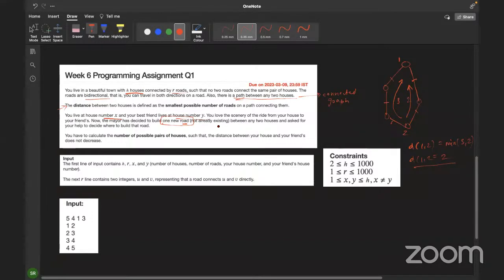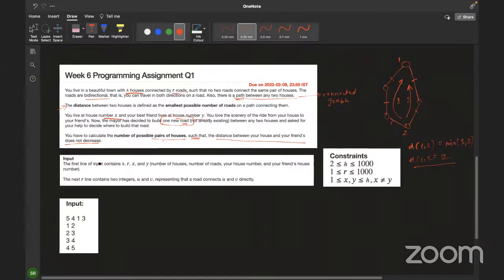Right? You have to assign one new road in your town such that the distance between your house and your friend's does not decrease. So if you build a new road, the distance between your friend and your house shouldn't decrease. And now you have to answer the number of possible pairs of houses. Pairs of houses means you have to answer the number of new roads that you can build, such that the distance between your house and your friend's house does not decrease. Right?